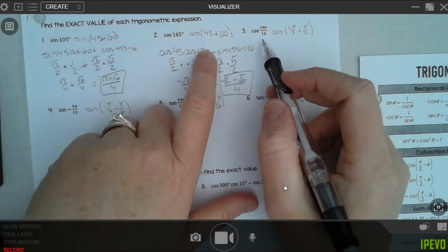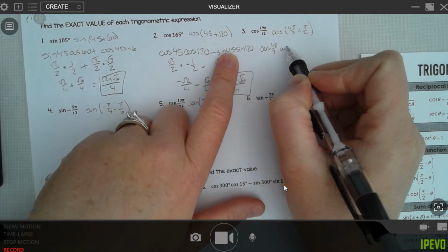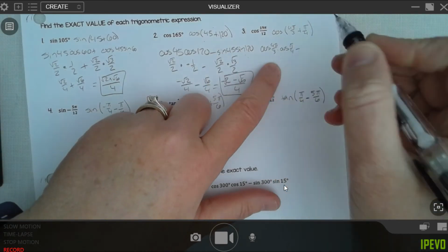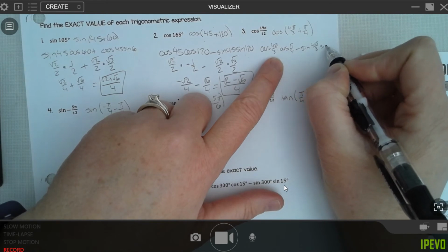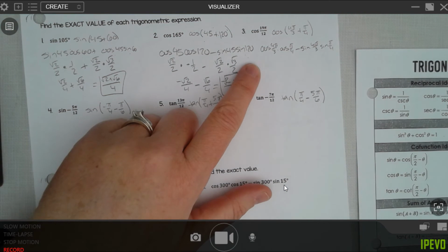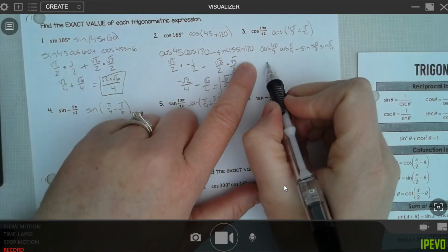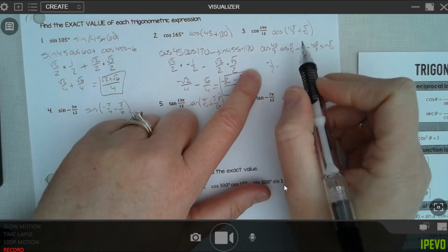So cosine again is cosine of my A times cosine of my B minus sine of A, sine of B. All right, so cosine of 4 pi over 3, so that puts me in the third quadrant, and the reference angle is pi over 3, so that gives me a negative 1/2. This is first quadrant just off of our chart, and pi over 4 is radical 2 over 2.